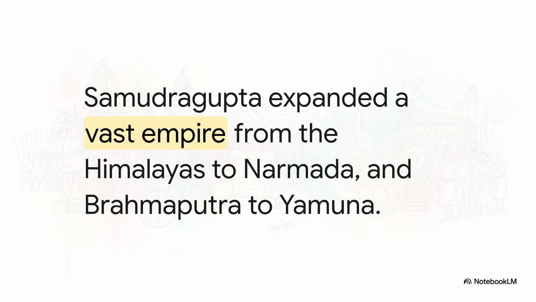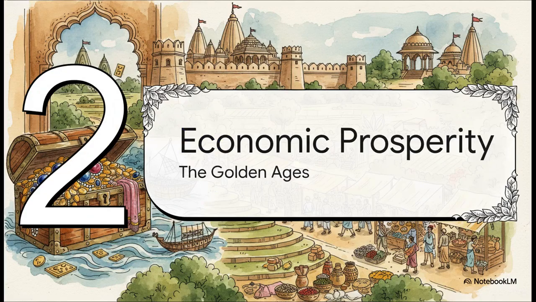But the big takeaway here isn't just the sheer amount of land he conquered. By doing this, he created a secure, massive geographic bloc. He basically built a shield against foreign powers, allowing Indian civilization to just thrive internally. Which perfectly sets up part 2, drivers of economic prosperity, the golden ages.